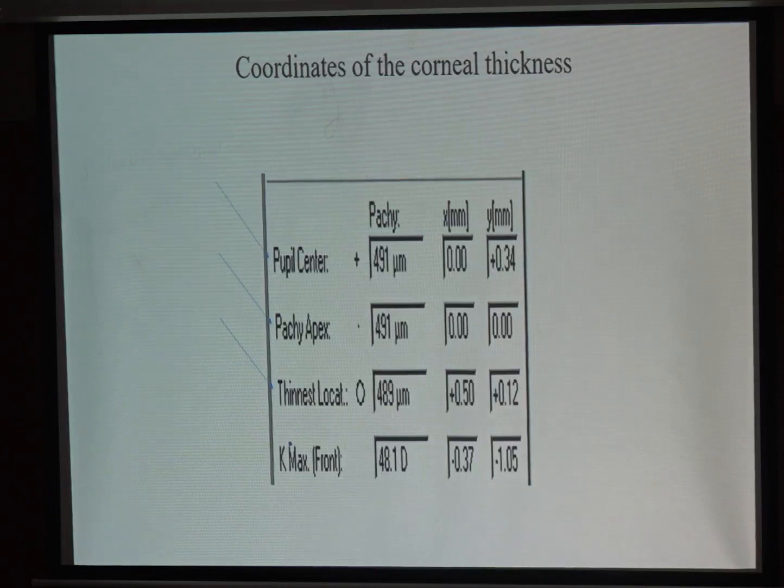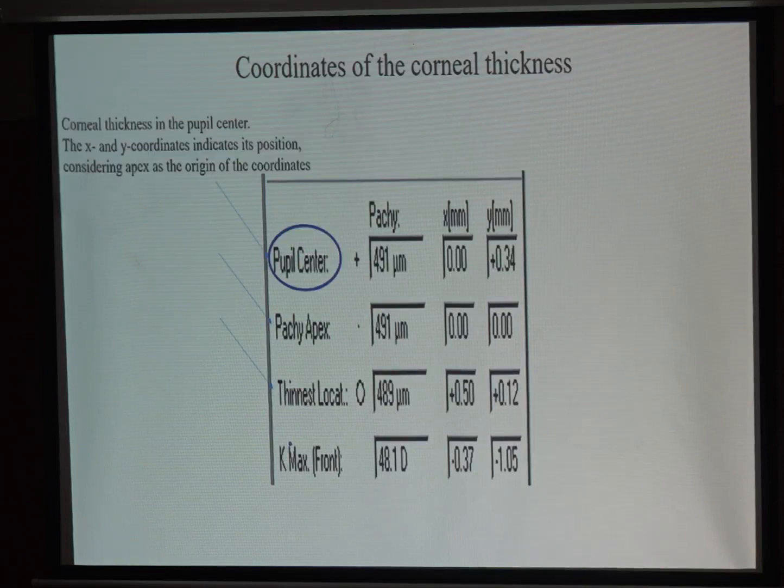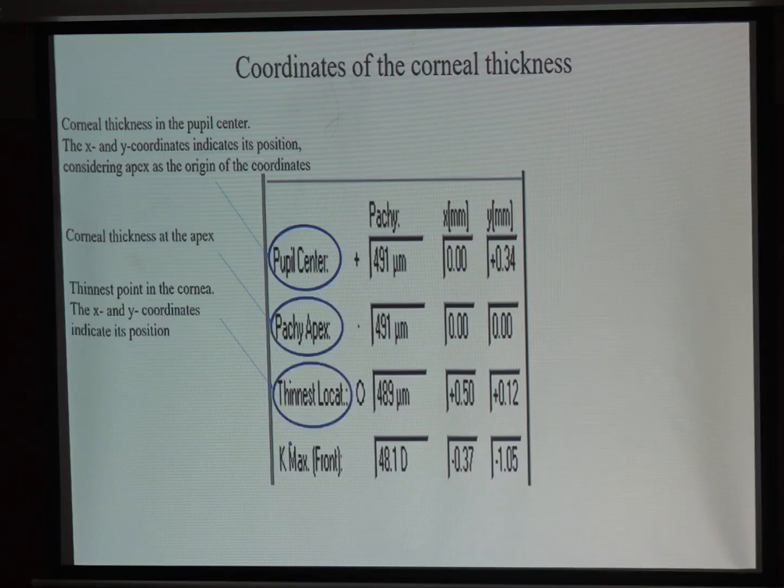Now, below that, there are certain other parameters that are provided, which tell you the pachymetry at the center, the pupil center of the cornea, the pachymetry at the apex, and the thinnest pachymetry. These pachymetry values' coordinates are also provided to you, so that you can visualize on the map where the pachymetry value is actually located, or where the thinnest point of the cornea is located, which helps you in diagnosing various pathologies of the cornea.